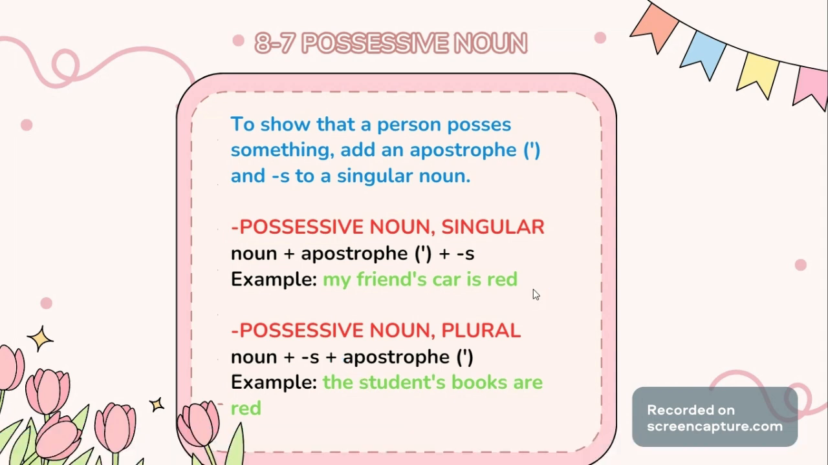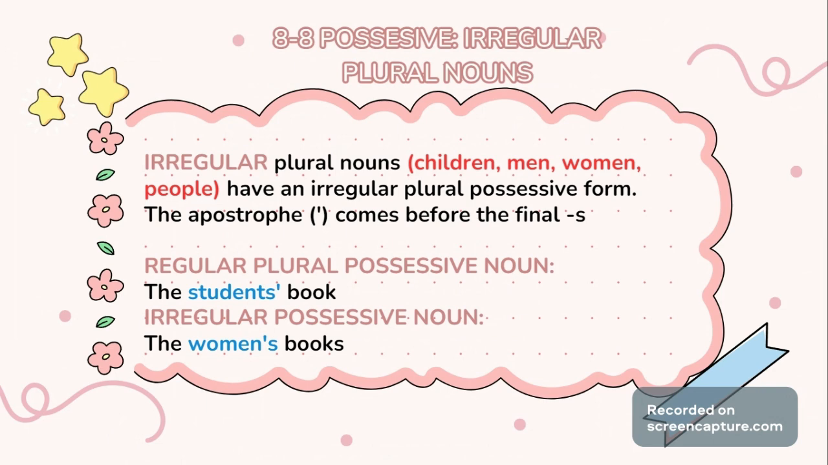Next, possessive irregular plural nouns. Irregular plural nouns, children, men, women, people, have irregular plural possessive forms. The apostrophe comes before the final s. Example like this. For a regular plural possessive noun, the students' book. For an irregular possessive noun, the women's book. You see the difference?